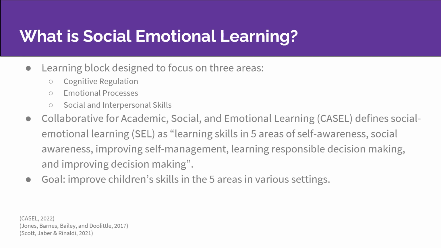The Collaborative for Academic, Social, and Emotional Learning, also known as CASEL, defines social-emotional learning as learning skills in the 5 areas of self-awareness, social awareness, improving self-management, learning responsible decision-making, and improving decision-making. The goal is for social-emotional learning to improve children's skills in all 5 of these areas in various settings, such as in the classroom, at school, with families, caregivers, and in the community.